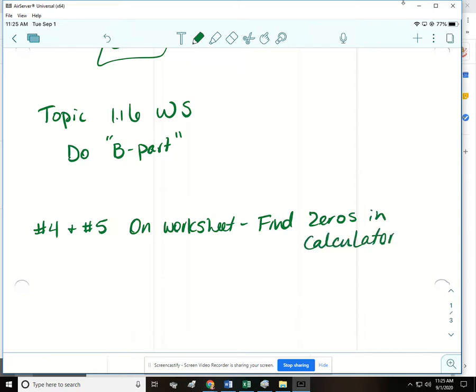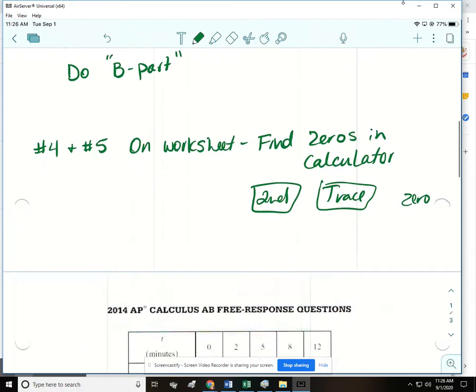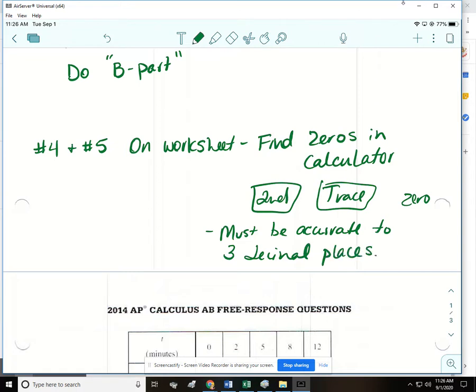Hopefully you can remember how to do that, but it's second trace, and then choose whichever number is a zero. I can't remember what it was. I want to say 2, but I'm not 100% sure. And on the AP exam, you must be accurate to 3 decimal places. If you do not, on the challenge or on the AP test, if you don't go to 3 decimal places, then you don't get credit for your answer. So we'll just go ahead and get in the habit of doing that.